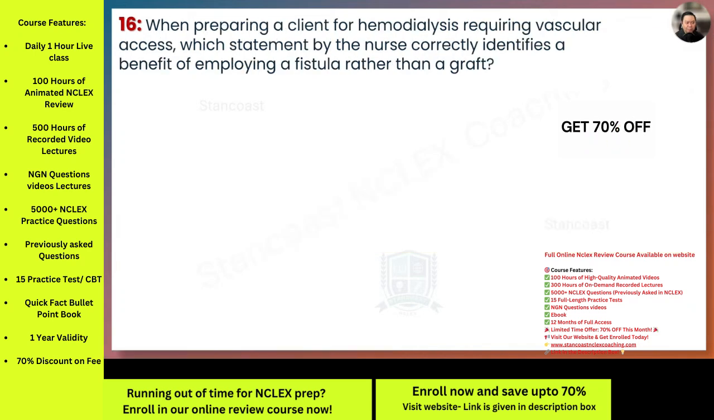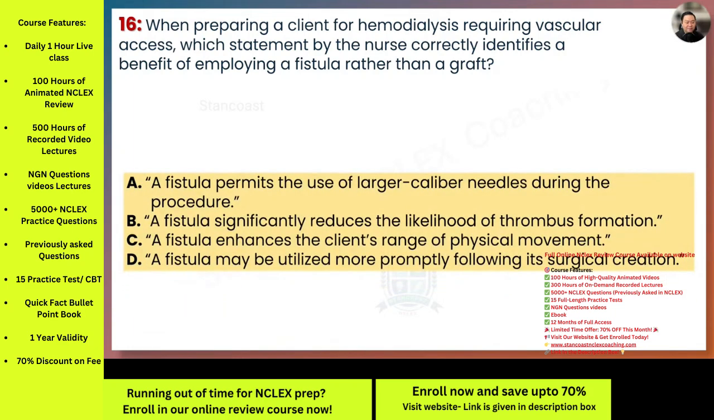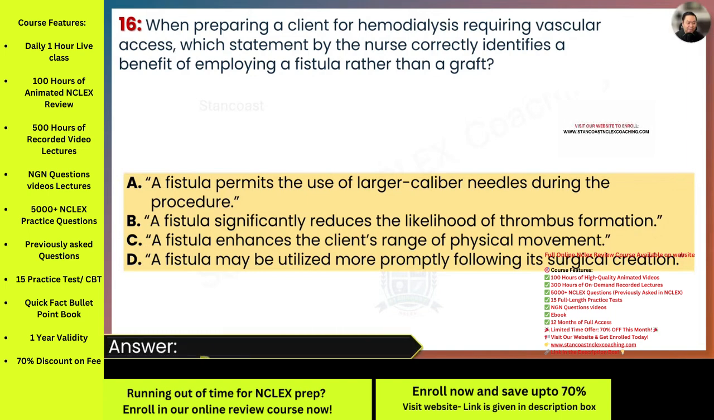16. When preparing a client for hemodialysis requiring vascular access, which statement by the nurse correctly identifies a benefit of employing a fistula rather than a graft? Options: A, a fistula permits the use of larger caliber needles during the procedure. B, a fistula significantly reduces the likelihood of thrombus formation. C, a fistula enhances the client's range of physical movement. D, a fistula may be utilized more promptly following its surgical creation. The answer here is letter B.